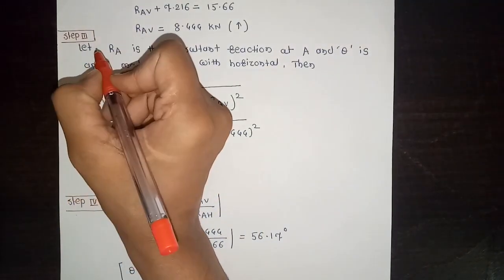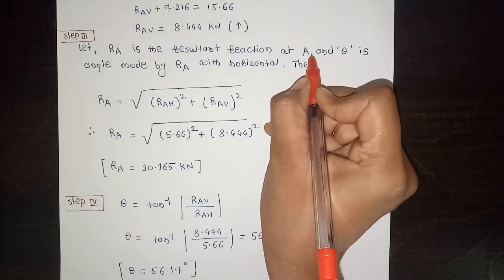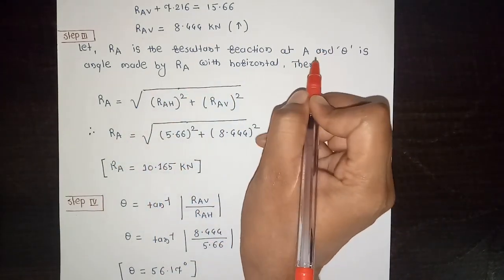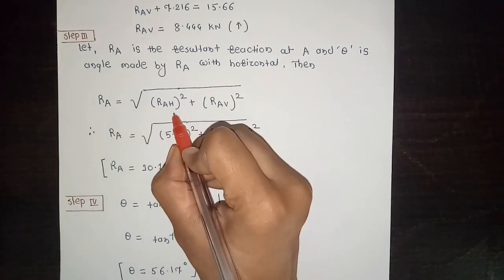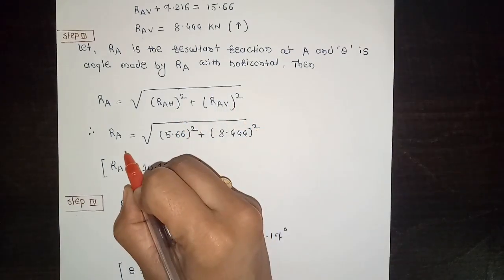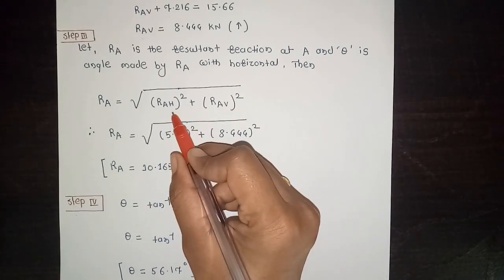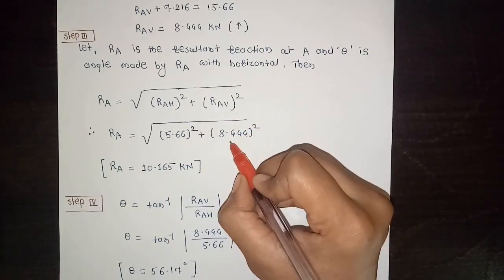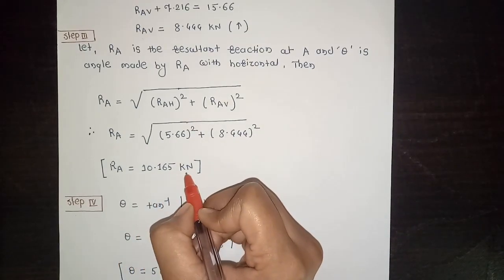Then step third: let RA be the resultant reaction at A and theta the angle made by RA with horizontal. Then how to calculate RA? RA is calculated by the formula square root of RAH whole square plus RAV whole square. Put the values of RAH and RAV: 5.66 whole square plus 8.444 whole square. Then RA is equal to 10.165 kilonewton.